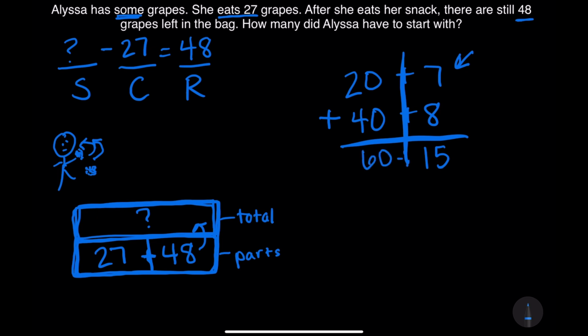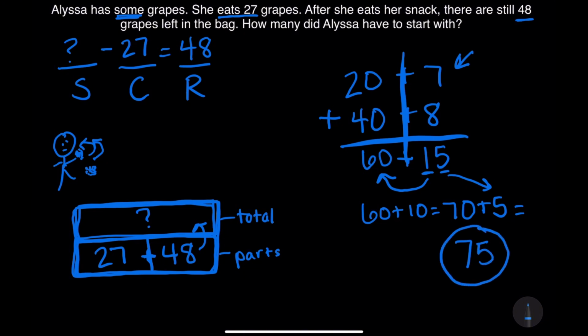Now, notice there's a 10 in my ones place. I gotta get that out of there. So 60 plus 10 actually equals 70. And then I still have this 5. 70 plus 5 equals 75.